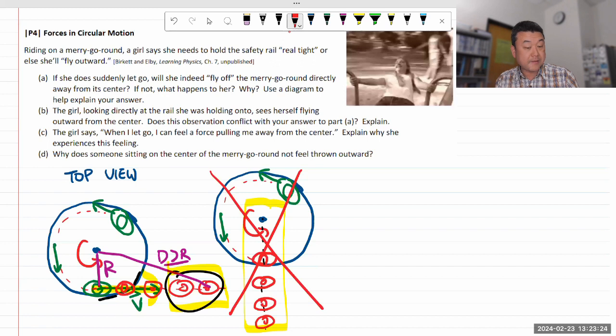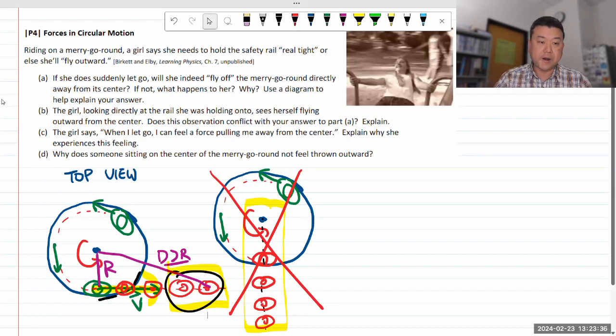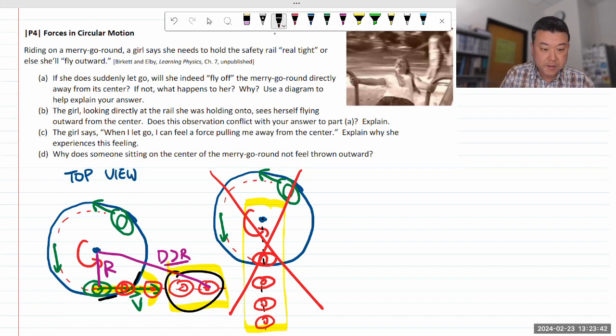This happens, and it does match up with how someone flies off the merry-go-round when they stop holding on to it. Yeah, and that's getting at part B. The girl looking directly at the rail she was holding on to, looking at the rail that was here maybe.